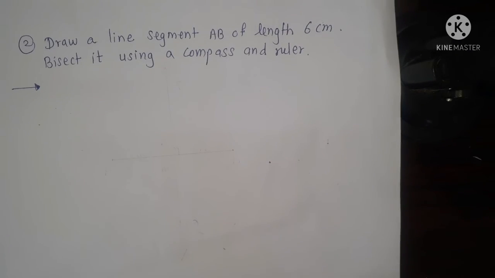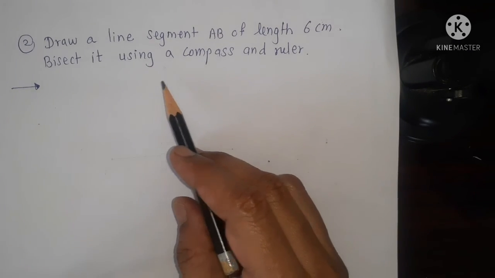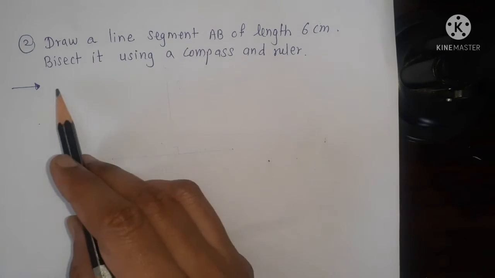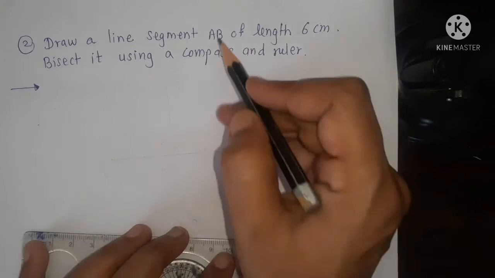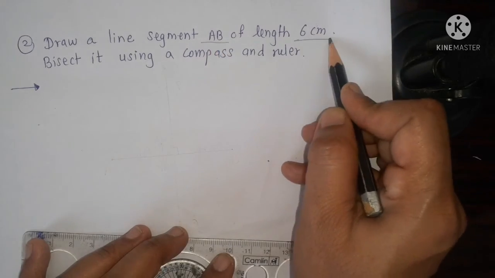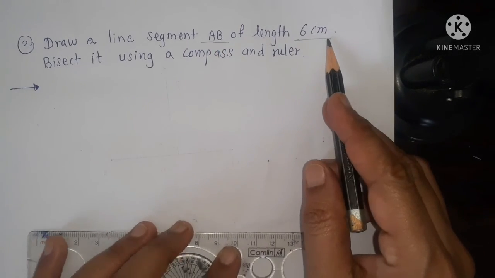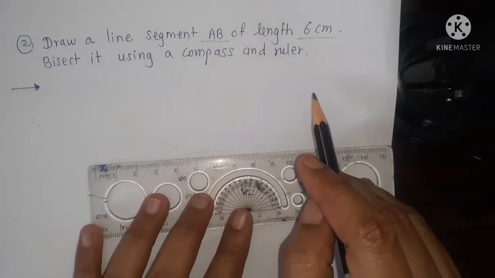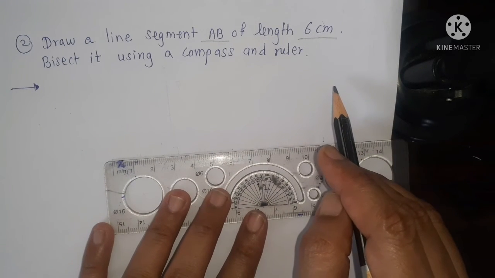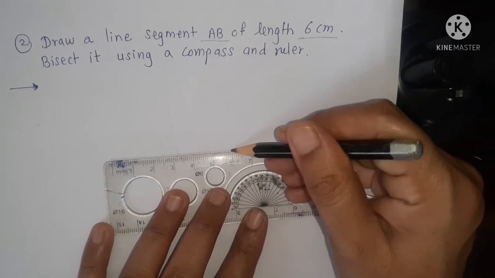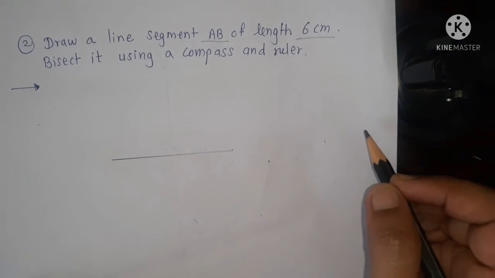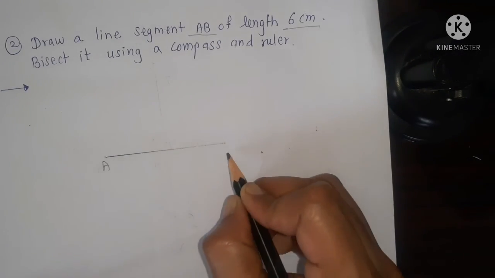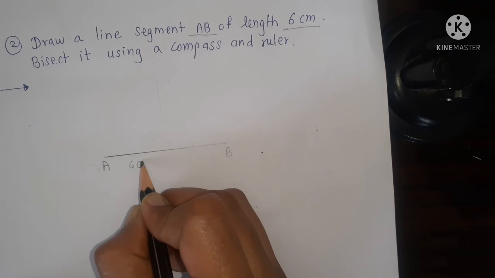Question 2. Draw a line segment AB of length 6 centimeters. Bisect it using a compass and ruler. We are given a distance of 6 centimeters. So we can first take a distance of 6 centimeters. We can draw a segment AB of 6 centimeters length.